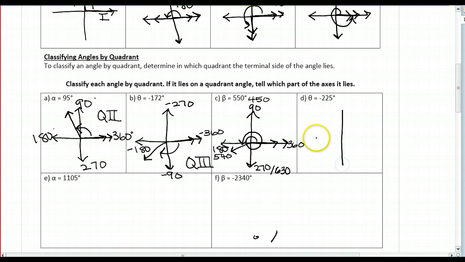Negative 225, we're going to go ahead and do the same thing. You've got 0, negative 90, negative 180, negative 270, and negative 360. Where does negative 225 fall? Your initial side always starts in standard position, and it falls somewhere between 180 and 270. Don't forget your arrow.